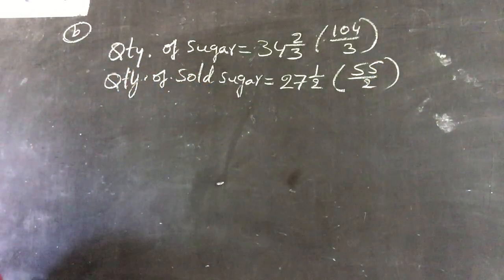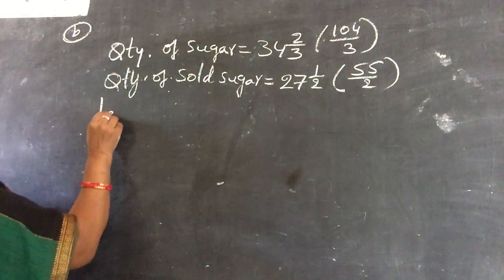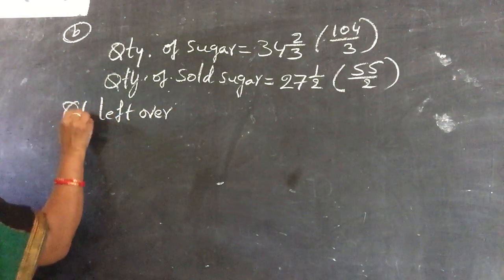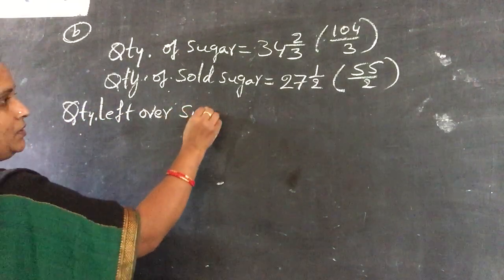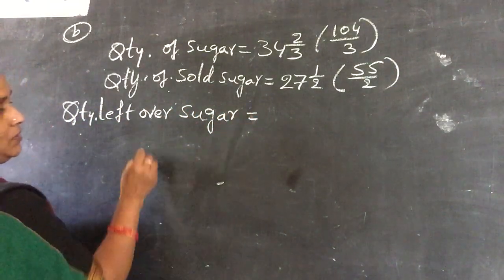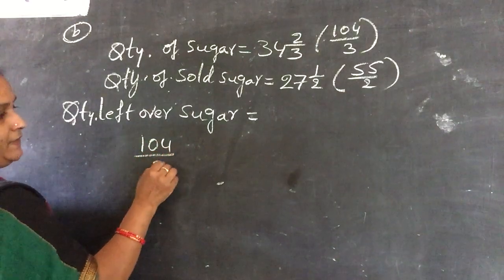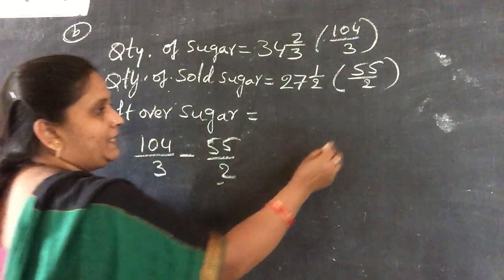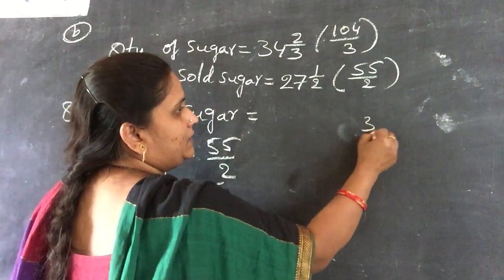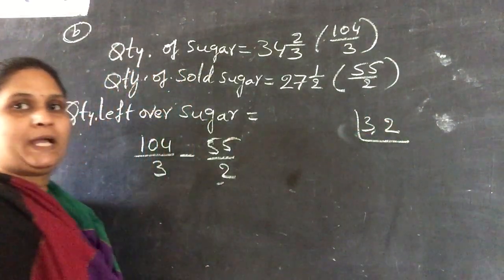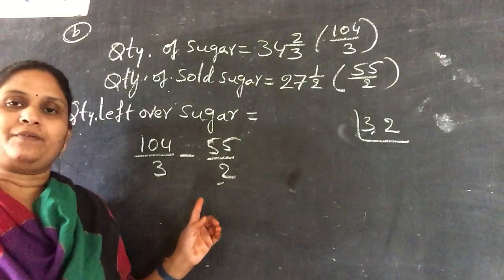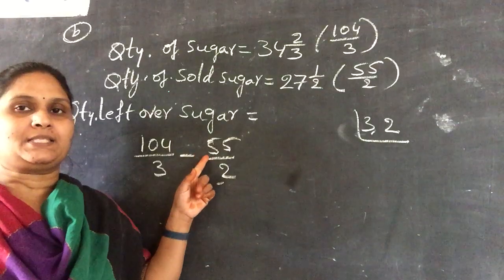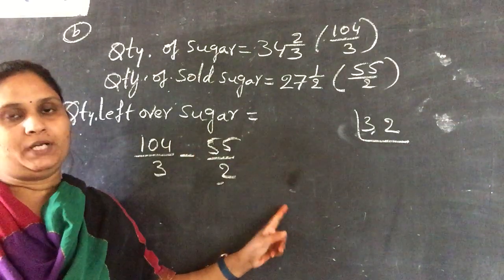Okay, now how much leftover are they asking? So the quantity of leftover sugar is equal to 104 by 3 minus 55 by 2. Take the LCM of 3 and 2. After that, make the denominators equal and subtract the numerators. You will get the leftover sugar.